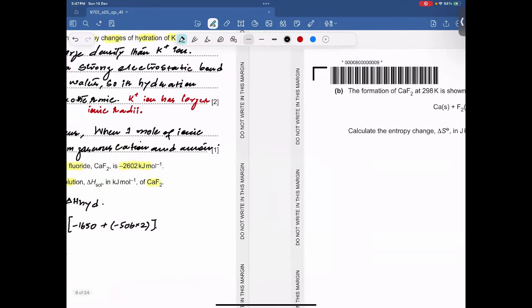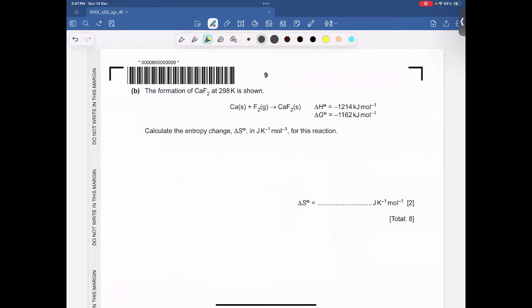Let's move on to the next page. The formation of calcium fluoride at 298 Kelvin is shown. Delta H value is given, delta G value is given. Examiner is looking for the entropy change in joules per Kelvin per mole. That's an easy thing.